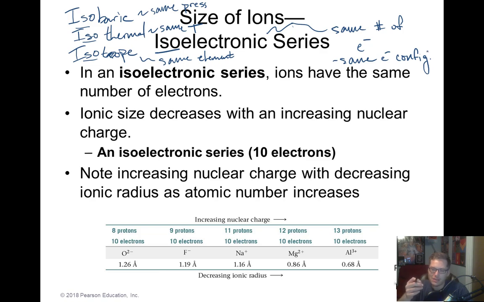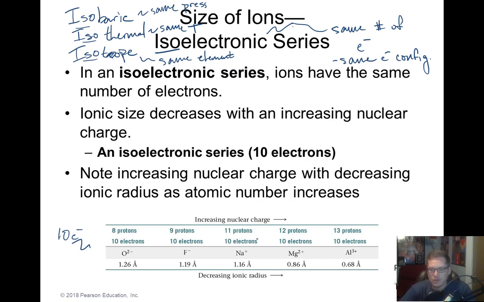That's like using a smaller magnet on the inside of your atom, so it's able to pull those electrons harder. If you look at these, all of them have 10 electrons: oxide, fluoride, sodium ion, magnesium ion, and aluminum ion. They're isoelectronic. Notice that the number of protons goes 8, 9, 11, 12, 13, so our Z effective is increasing, our nuclear charge is increasing, and the ionic radius decreases as we go this way. That's the isoelectronic series.